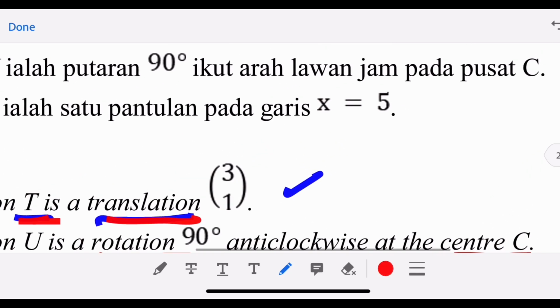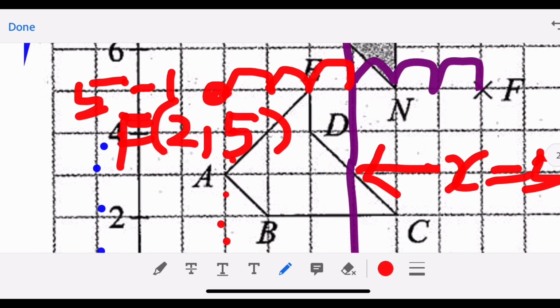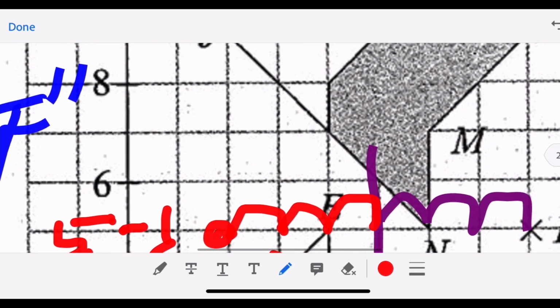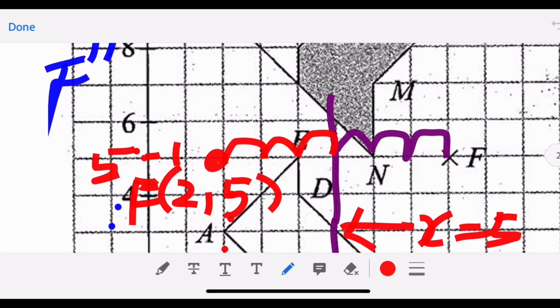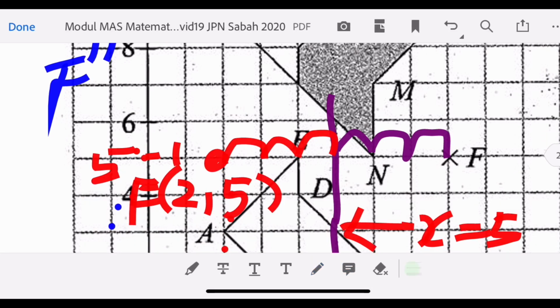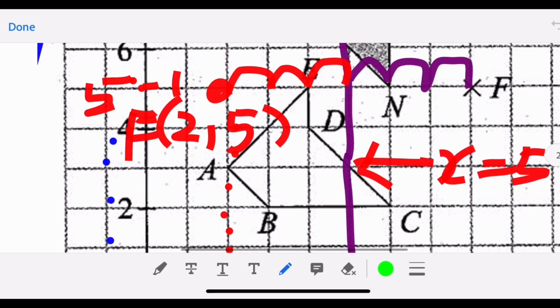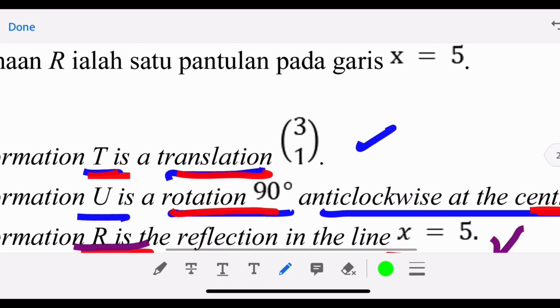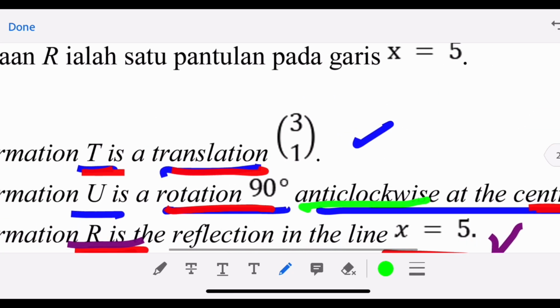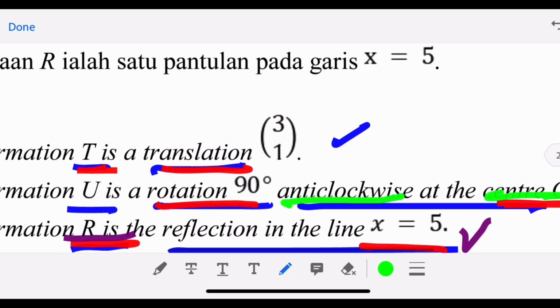U is the rotation, right? Now we go to 2, 5. The 2, 5 is the first image just now. Now it will be the object for the rotation. So for rotation, we always want to know where is the center. So I'm using the green line to show the object. 2, 5 connect to the center of rotation C, right? So C is the point of rotation. So now I'm going to rotate point 2, 5.